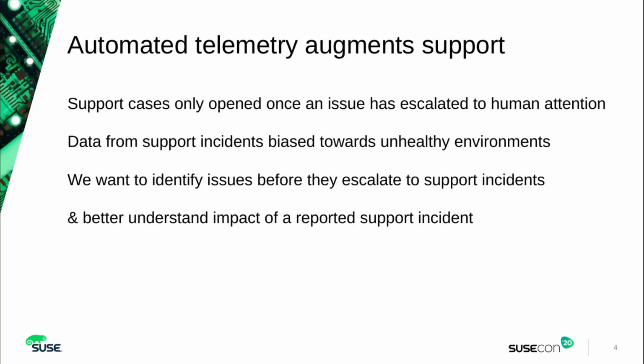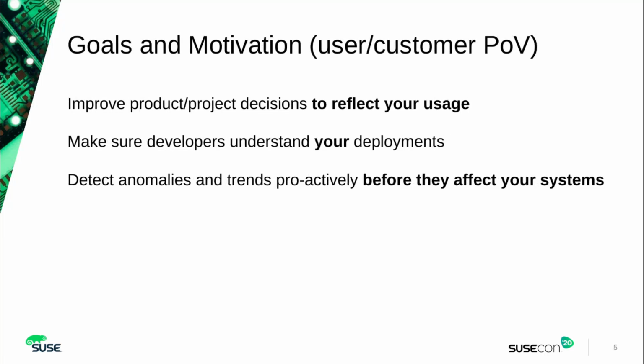And also, when a support incident is reported, sometimes we have to prioritize. So we need to understand how representative a support case is of our actual user base. And to do that, we also need to be in a better position to understand, again, actual deployments through telemetry. So from a user and customer point of view, we want to improve our project decisions to reflect your particular usage, to make sure developers and other partners understand your deployments, and again, detect those anomalies and trends before they affect you personally.